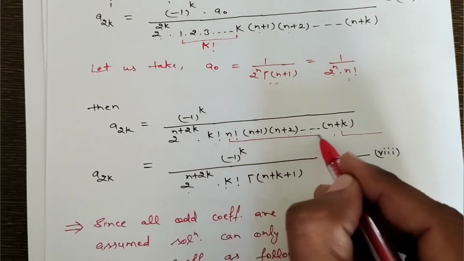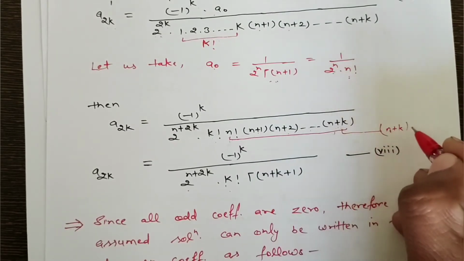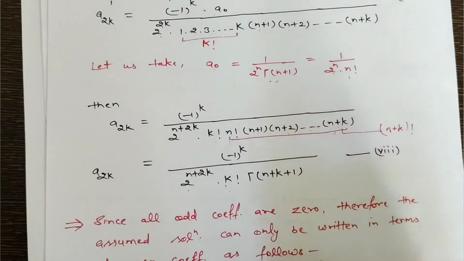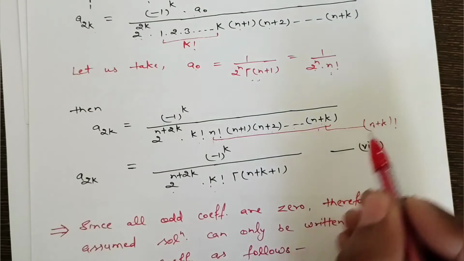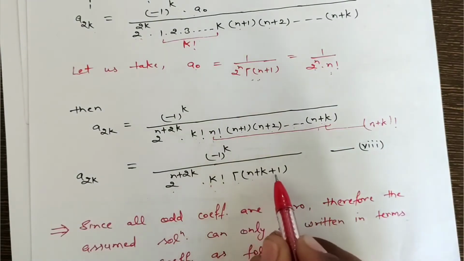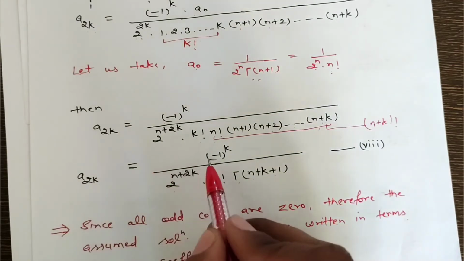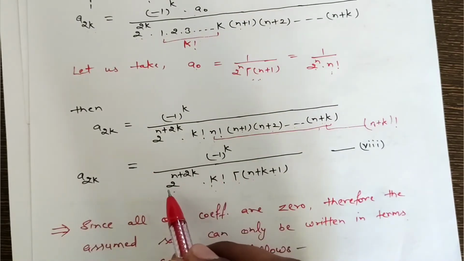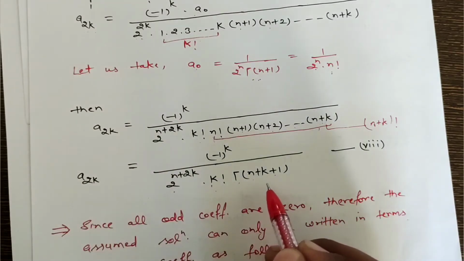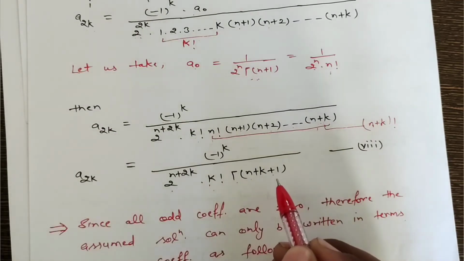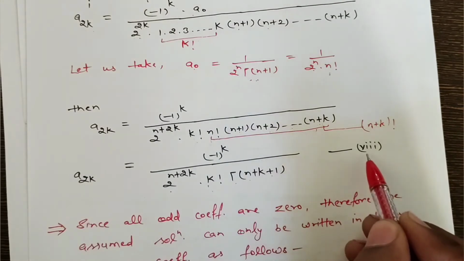This entire thing can be represented as n plus k factorial. And this n plus k factorial can be written in terms of the gamma function as gamma of n plus k plus 1. Clear? So a2k becomes minus 1 raised to power k over 2 raised to power n plus 2k into k factorial into gamma of n plus k plus 1. Clear? So this is our relation for a2k, and we had named this as equation 8.